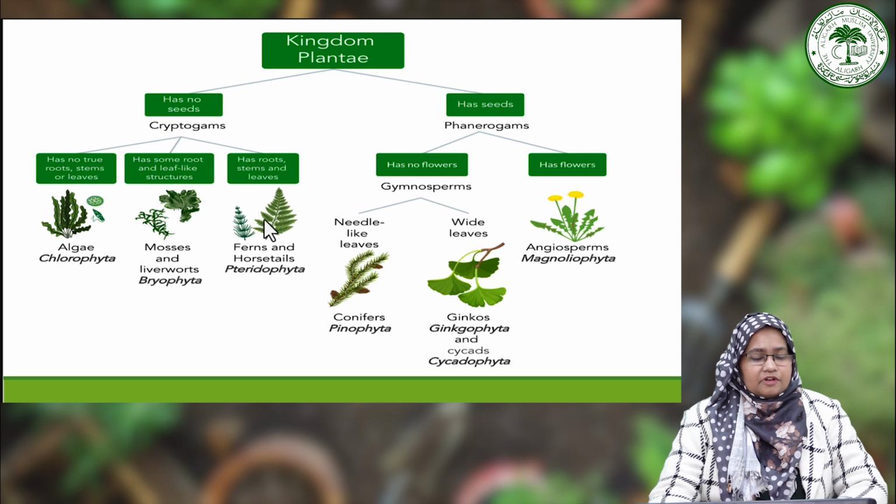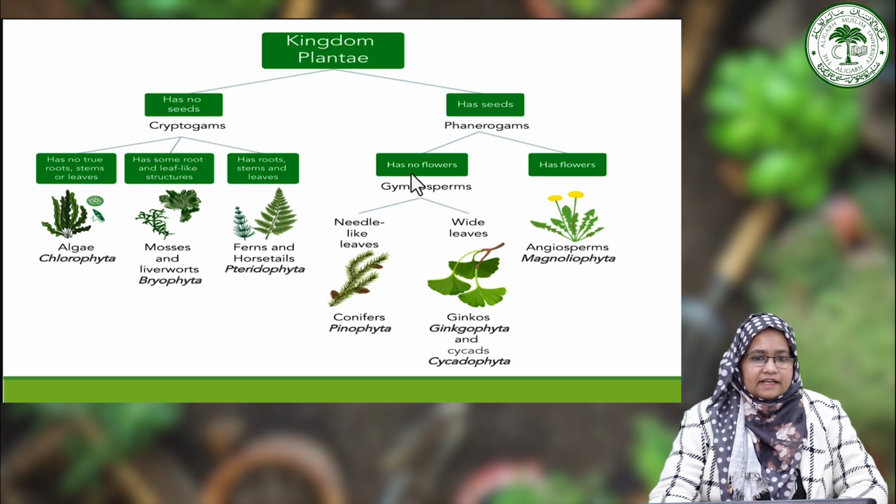Then other type of plants, that is ferns or pteridophytes. These plants have vascular bundles, and all these three plants don't have seed formation. So they are also known as cryptogams. They are without the seeds. And the next group of plants has seeds and is known as phanerogams or spermatophytes. They are further categorized into two categories, gymnosperms and angiosperms.